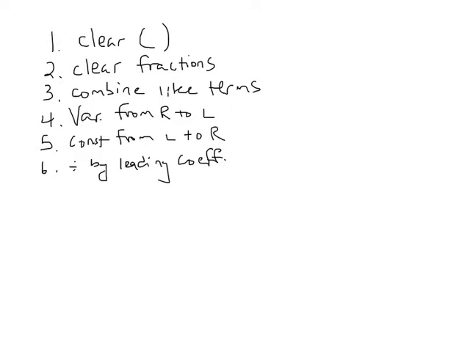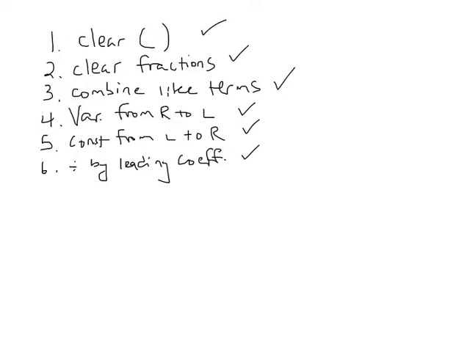And you can see here how I've taken all of those steps and rules and long phrases and condensed them down pretty quickly to step 1, clear the parentheses. Step 2, clear the fractions. Step 3, combine like terms. Step 4, move your variable term from the right to the left. Step 5, move your constant term from the left to the right. And step 6, divide by the leading coefficient.